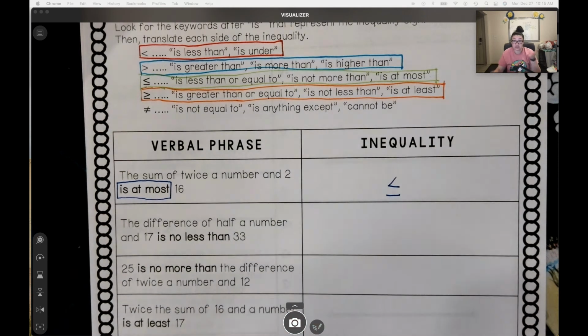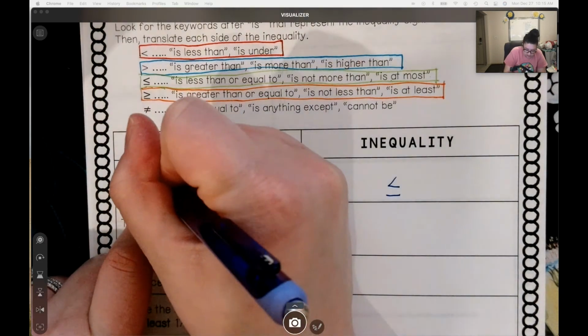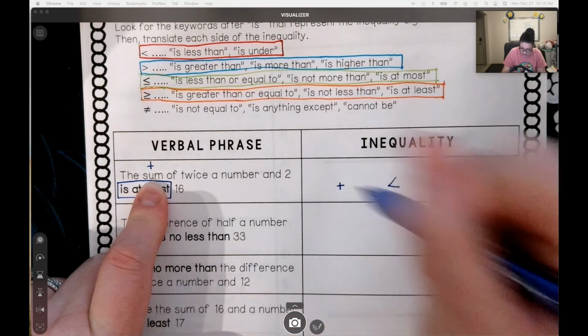So now we just need to break down each side of the inequality. The sum. Sum is a keyword for addition. So let me throw in my addition symbol there.